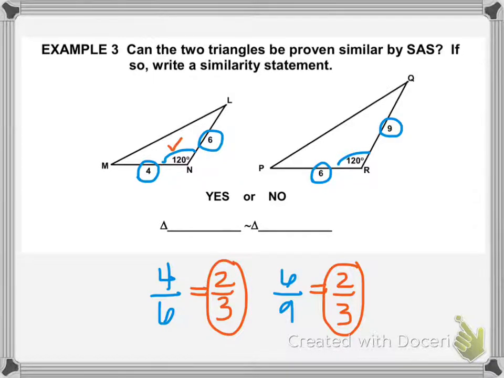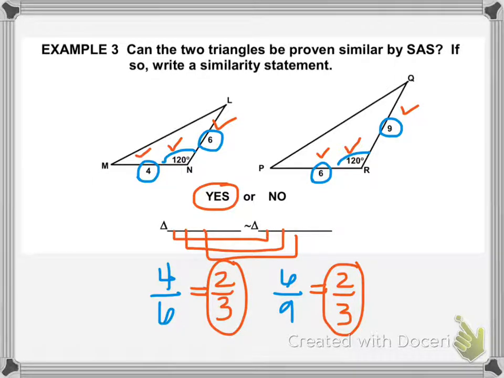So we've got congruent angle and we've got proportional sides, two pairs. So we can say, yes, these triangles are similar by SAS similarity. Now we just have to write that similarity statement.